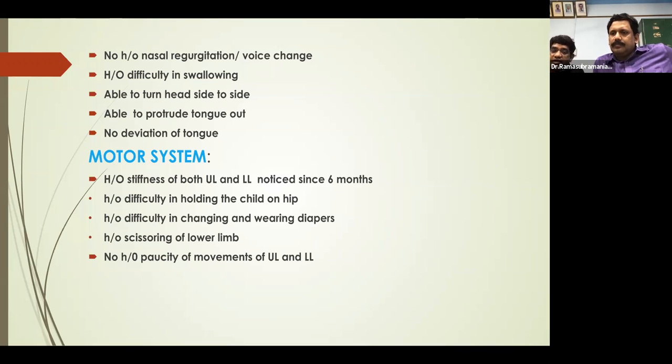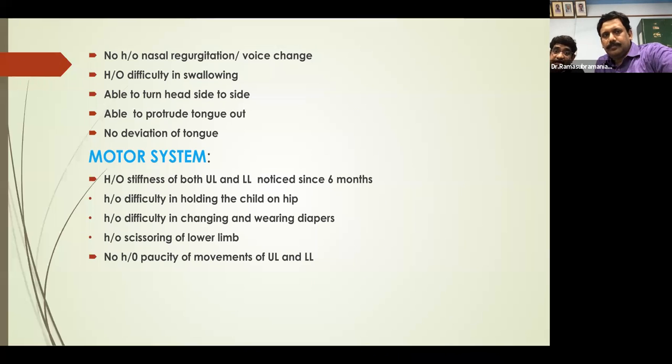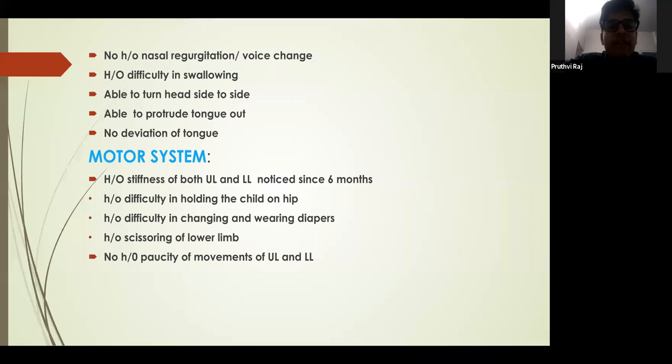So what you are trying to bring out with the difficulty in changing the diapers and history of scissoring in the lower limb? Which group of muscles are affected? Both upper limbs and lower limbs, sir. I do agree. So the mother is having difficulty in changing and wearing diapers. There is scissoring. So it's like this, like a scissors. Which group is affected? Flexors or extensors? Anti-gravity muscles, sir.